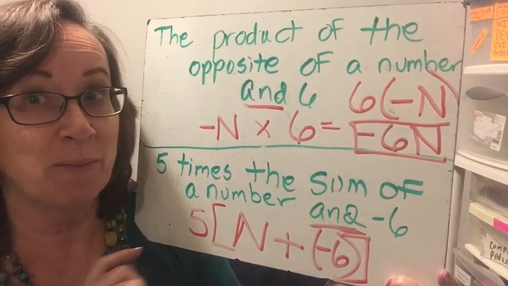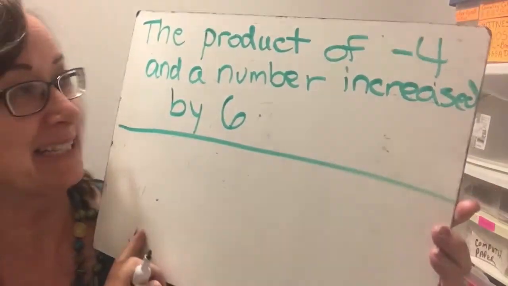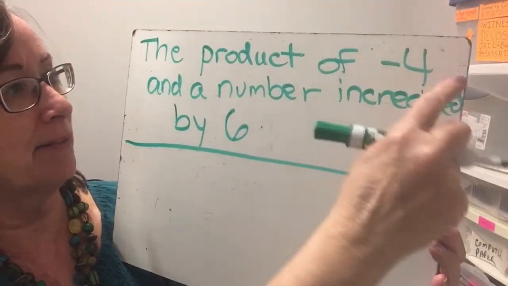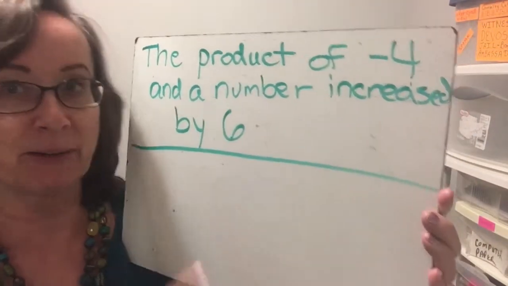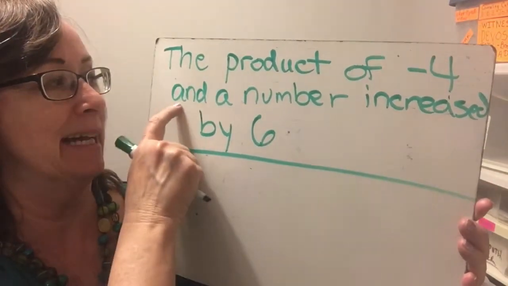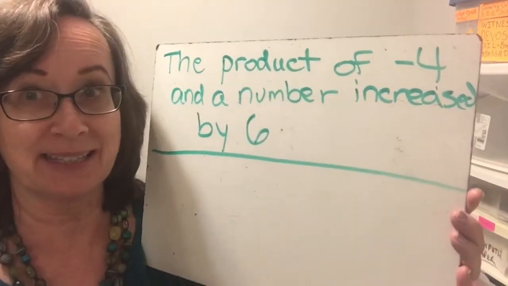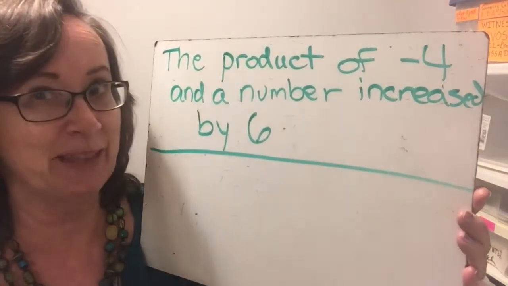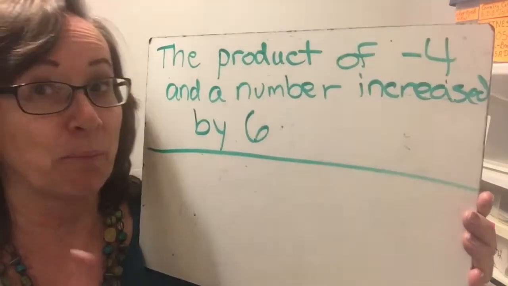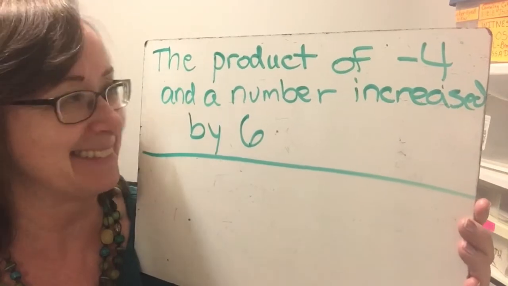So now we have one more problem to be done. Here we go, the last one. The product of -4 and a number increased by 6. So here we have the and here, and then after all of that, we have increased by 6. So we have 2 things going on in this one. So pause your video and go do it by yourself, and then come back and check it.